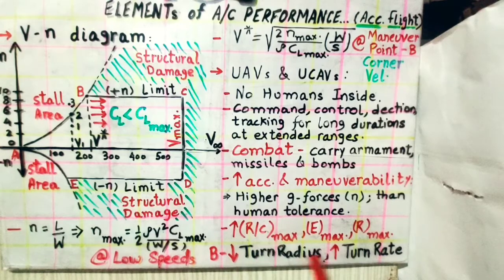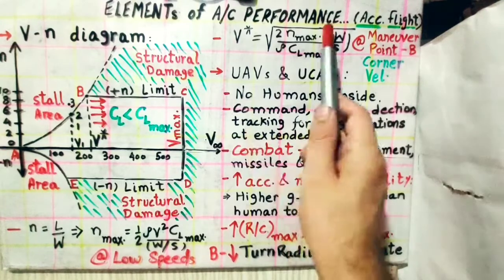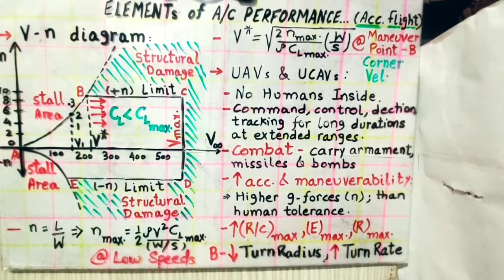So with this we can see that their turn radius will obviously be lower, and the turn rate will obviously be very high, which is denoted by point B over here in the VN diagram. So with this we have completed Airplane Performance, Chapter 6 of Introduction to Flight by J.D. Anderson, and we will do a summary session of this, and thank you.